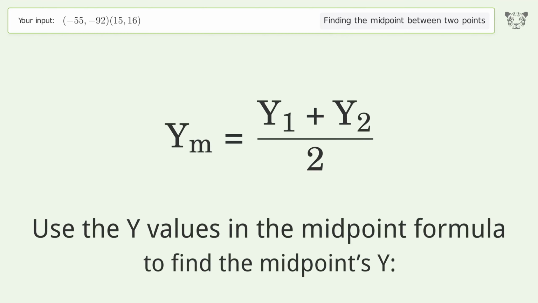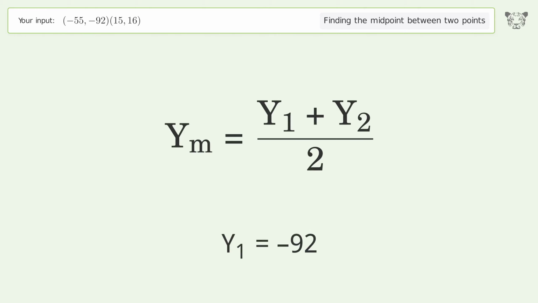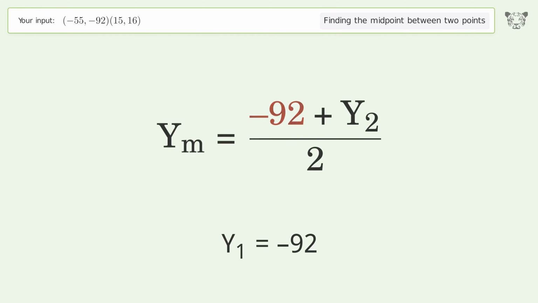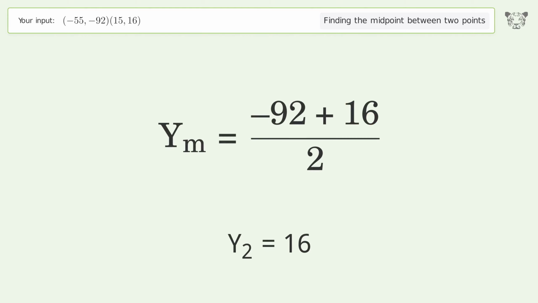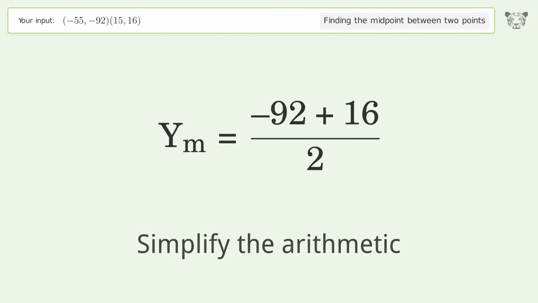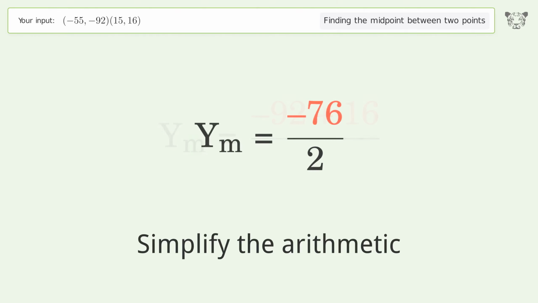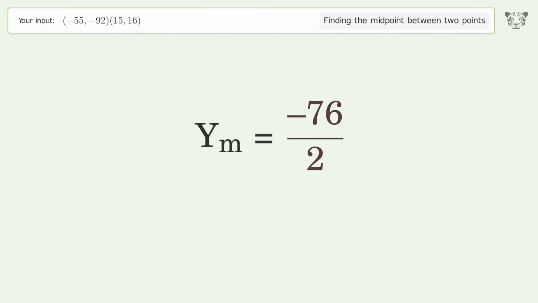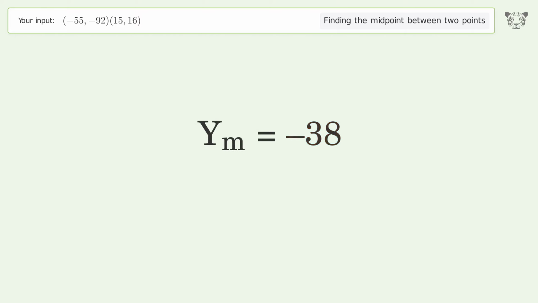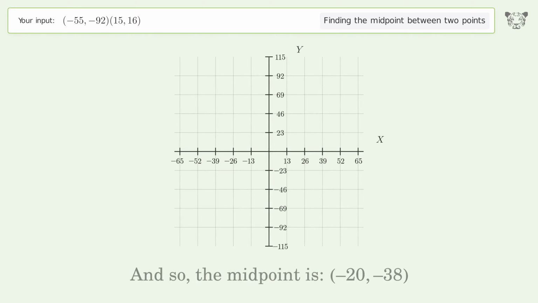Use the y values in the midpoint formula to find the midpoint's y. y1 equals -92. y2 equals 16. Simplify the arithmetic. And so, the midpoint is -20, -38.